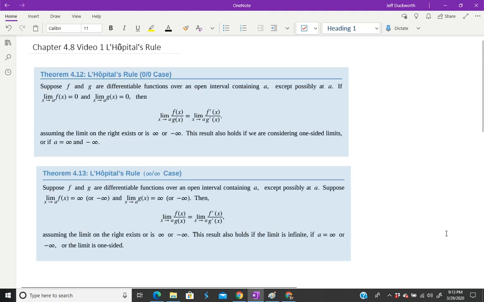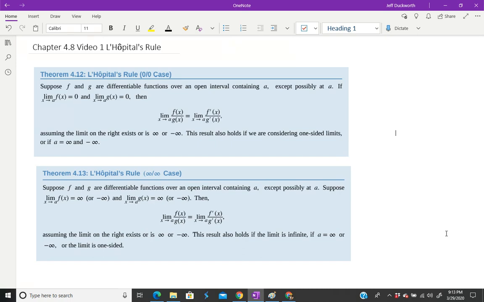The new topic that we have today is L'Hopital's rule. So we're going to go back to limits. We discussed how to do limits in a fair amount of detail earlier in the semester. So here are a couple cases of L'Hopital's rule.